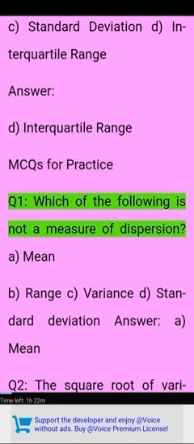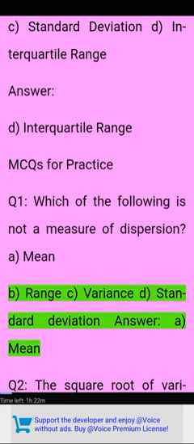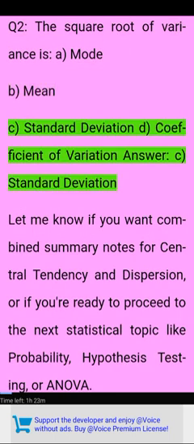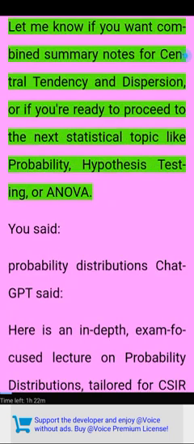MCQs for practice. Q1. Which of the following is not a measure of dispersion? A. Mean. B. Range. C. Variance. D. Standard deviation. Answer: A. Mean. Q2. The square root of variance is: A. Mode. B. Mean. C. Standard deviation. D. Coefficient of variation. Answer: C. Standard deviation.